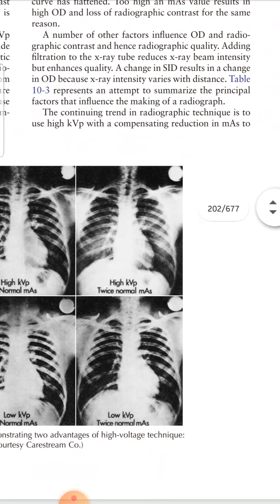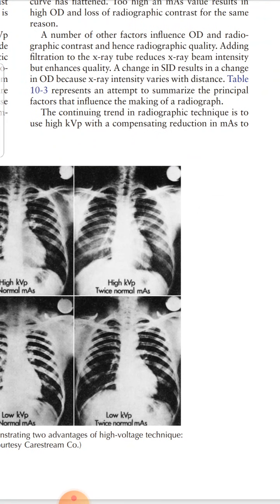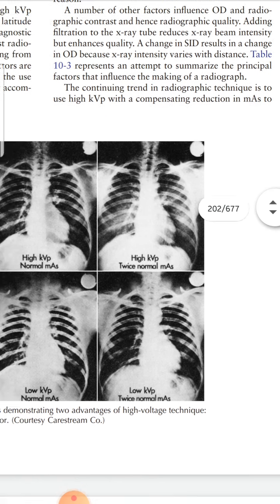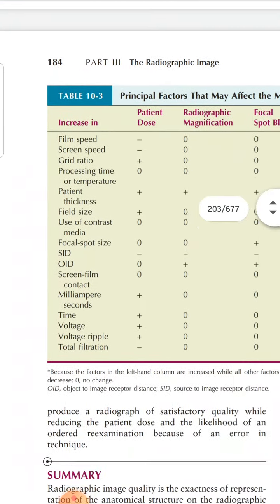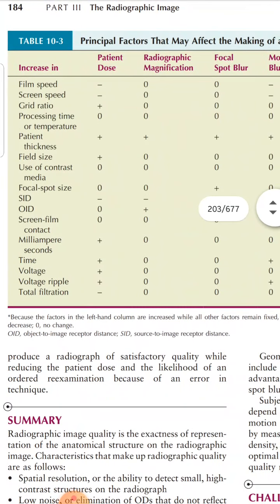So the continuing trend in radiographic technique is to use high KVP with a compensating reduction in the MAS to produce a radiograph of satisfactory quality while reducing the patient dose and the likelihood of an ordered re-examination because of an error in the technique.